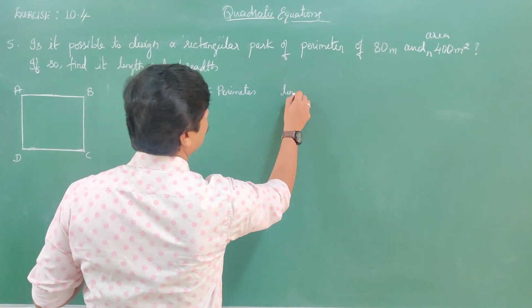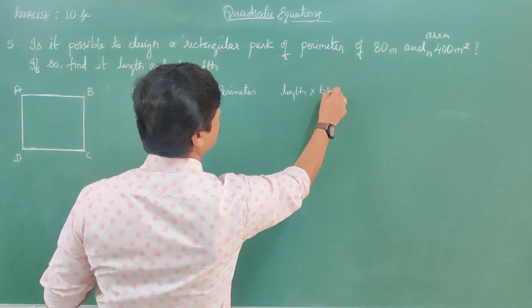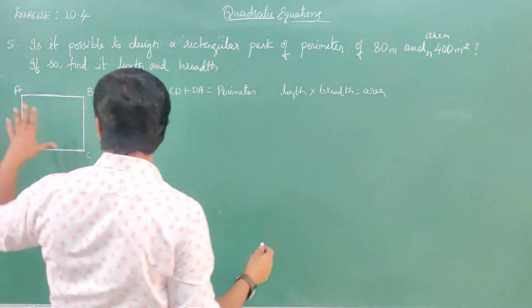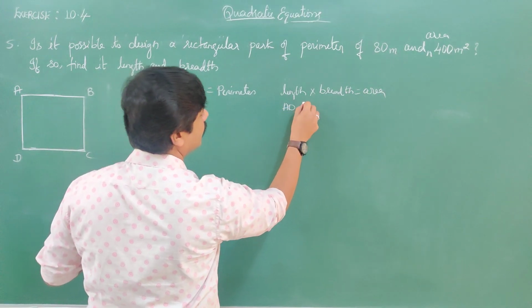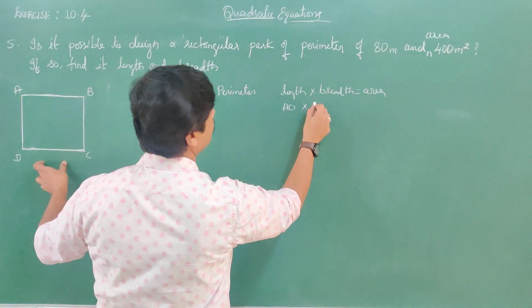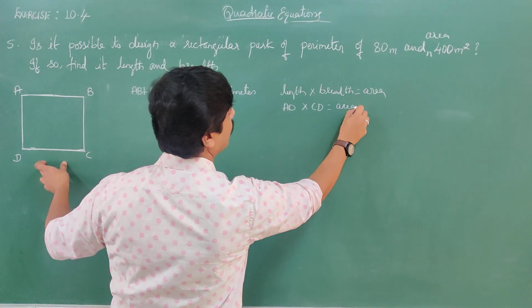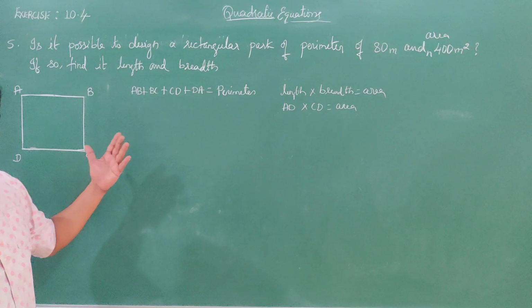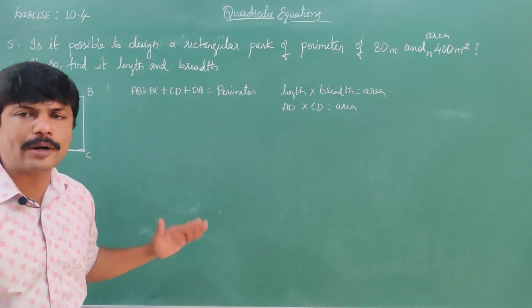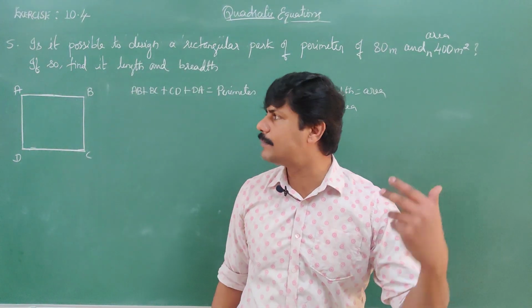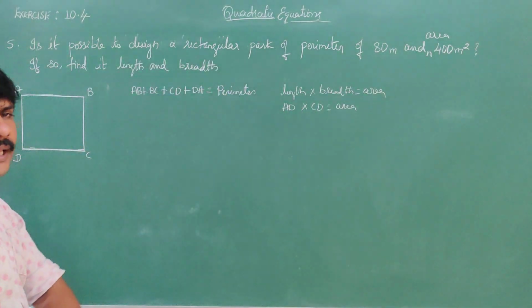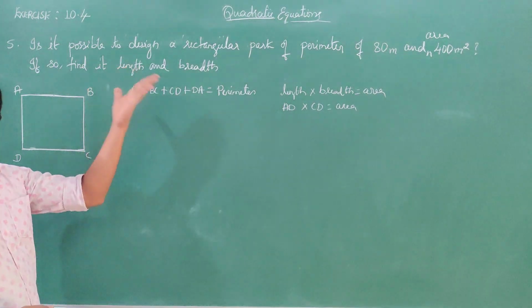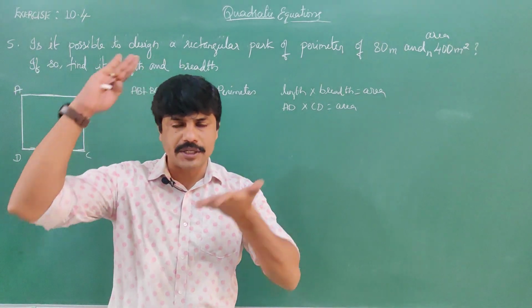Length into breadth is equal to area. What is length here? AD into CD is equal to area. Now, what is this ABCD? What is this length? What is breadth? We do not know. We have to assume that once we come to know what is length and breadth, then very easily we can find everything. Perimeter is the sum of all four sides, and rectangle means opposite sides are equal.